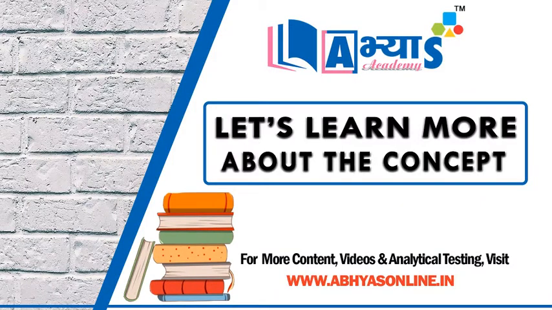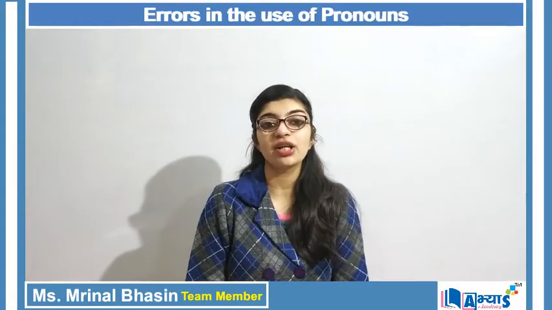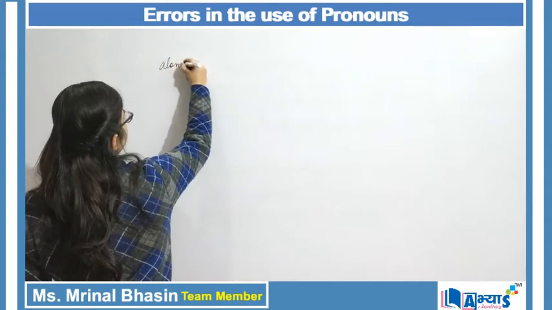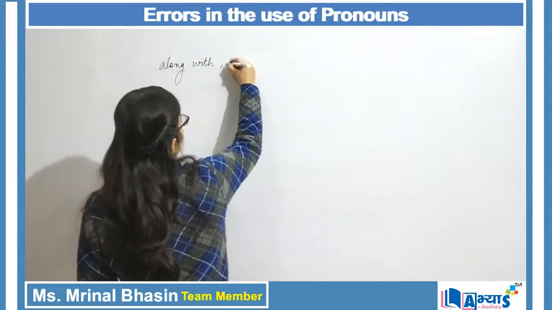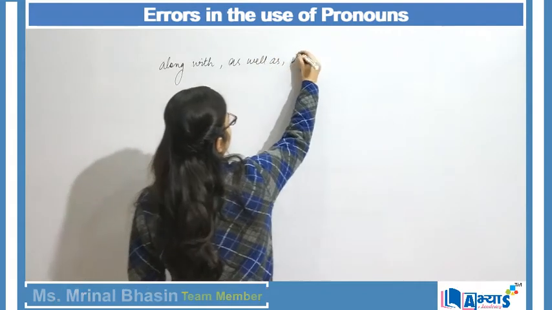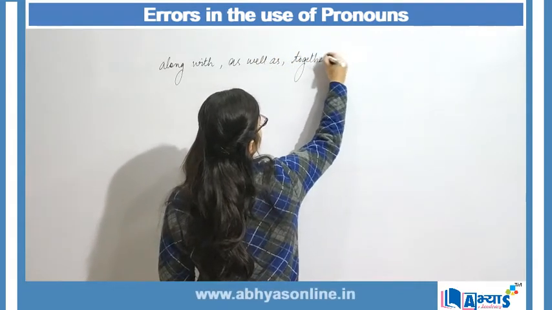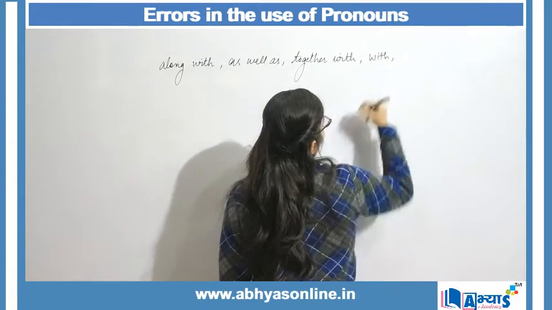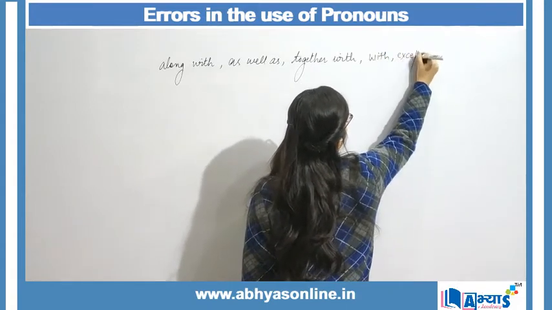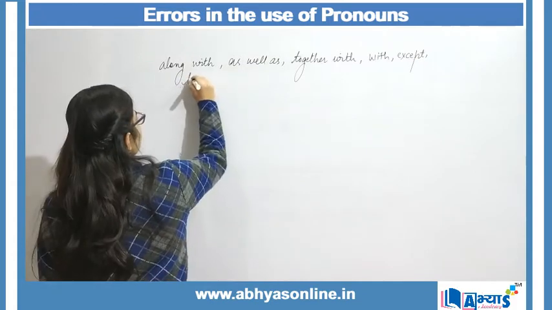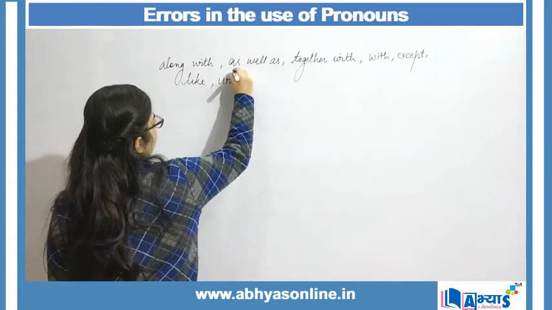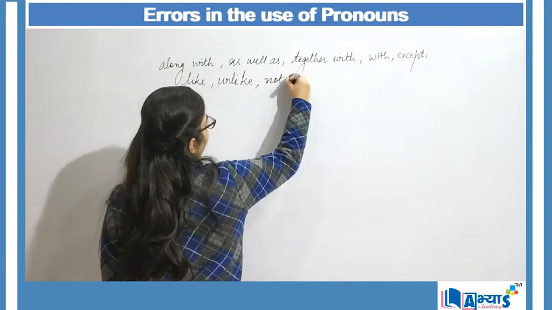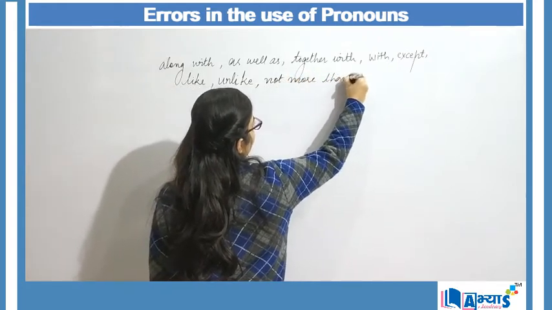Now the third concept is that when two subjects are joined together using words such as along with, as well as, together with, or I can say simply with, or I can say except, like, unlike, not more than, etc.